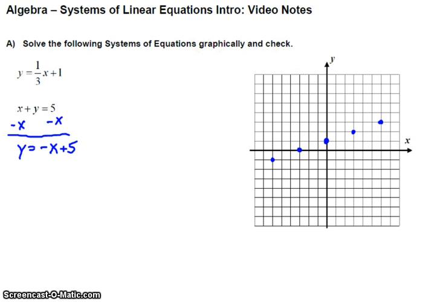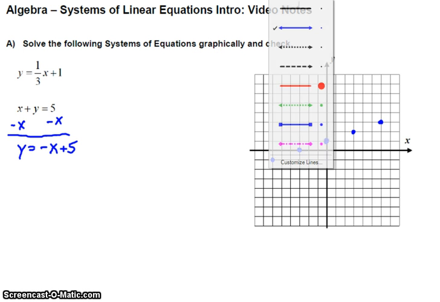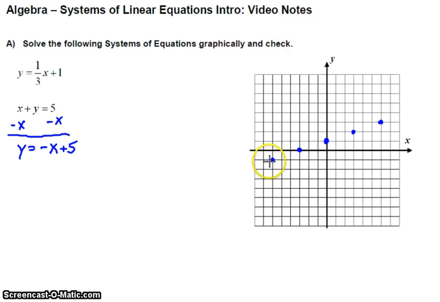Now I'm going to graph this line. And when you're doing systems of equations, since we're graphing multiple things on one graph, you've got to label. And I always label with the y equals mx plus b form. So this is y equals 1/3 x plus 1.